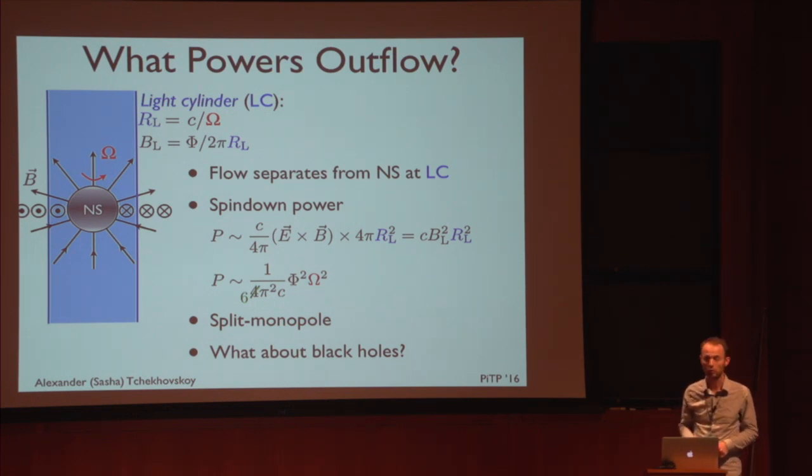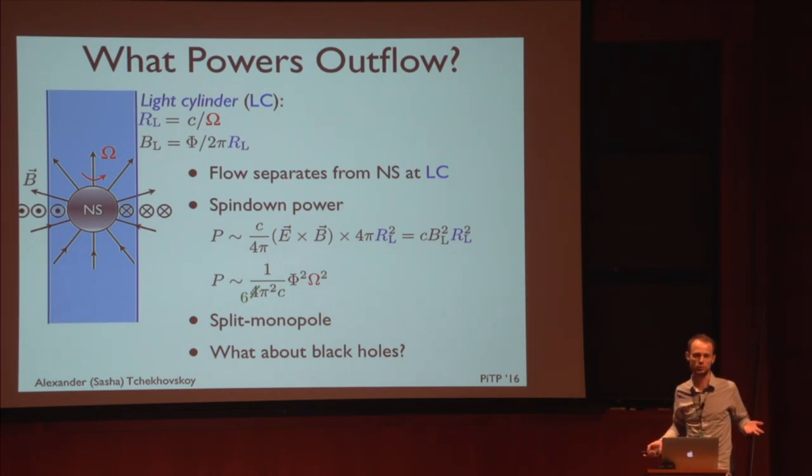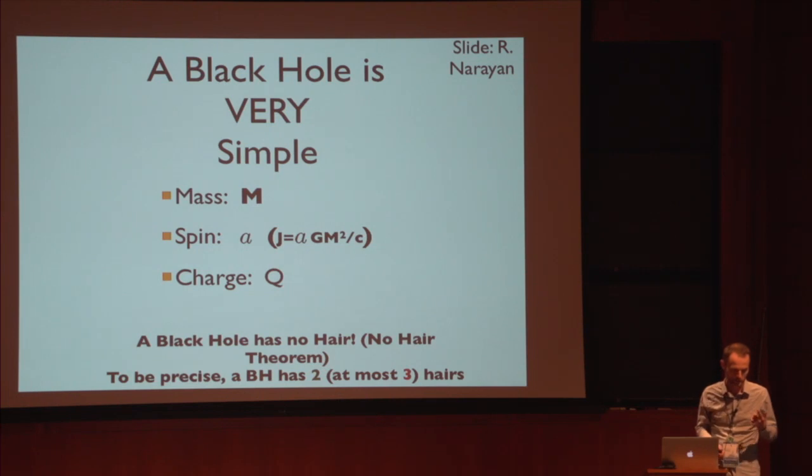So what about the black hole? If we were to replace the neutron star with a black hole, what would change? Well, let us first ask ourselves, how is a black hole different than a neutron star? Well, there is one big difference. A black hole is characterized by just three parameters: the mass, the spin, which is a way to parameterize its angular momentum, and the charge. A black hole has only three hairs.